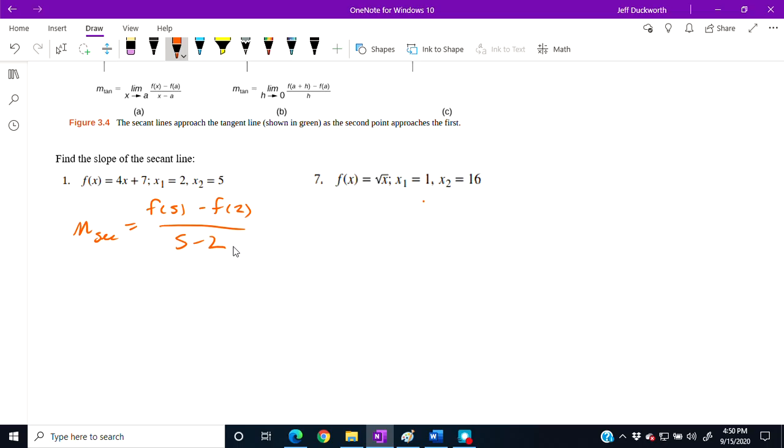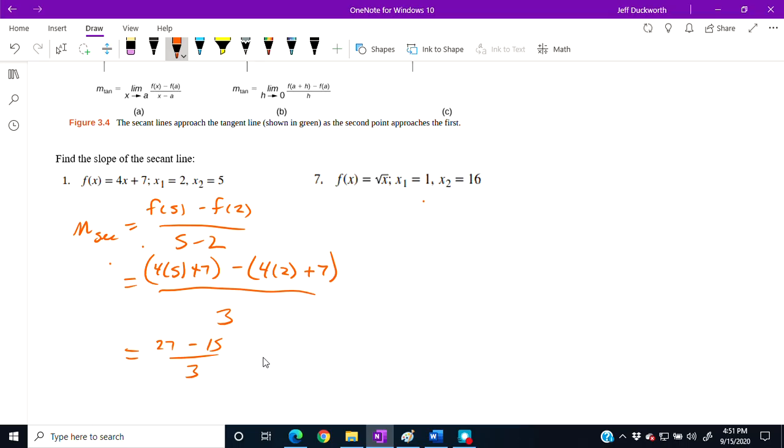Again, essentially the way you would calculate slope anyway. This one, f at 5, will be this guy here, and f of 2. Again, I'm just plugging the numbers into my f of x function. And 5 minus 2 is simply 3. So let's continue to evaluate this. We've got 27 in our first, minus 15 over 3. That equals 12 over 3, which equals 4.